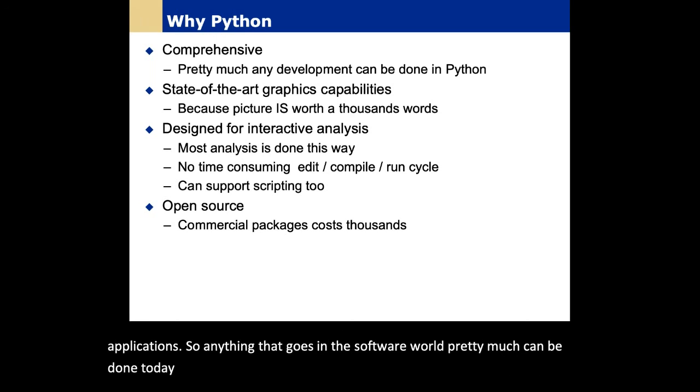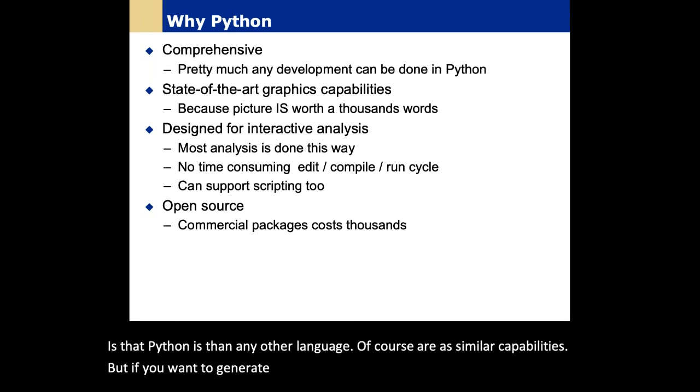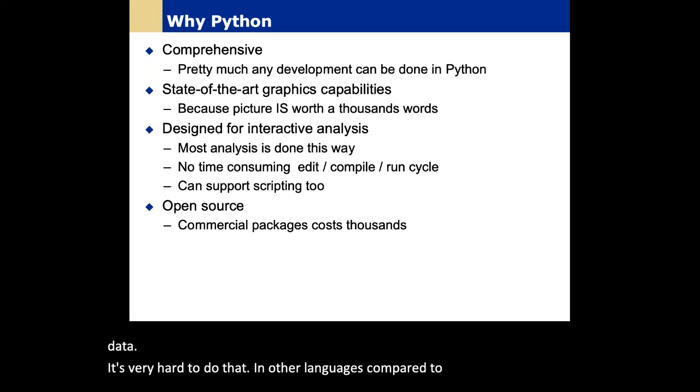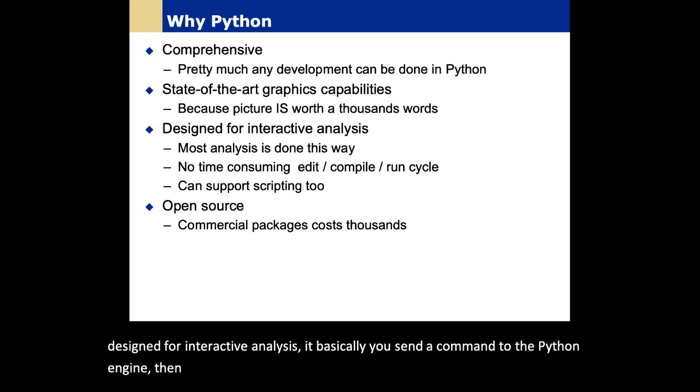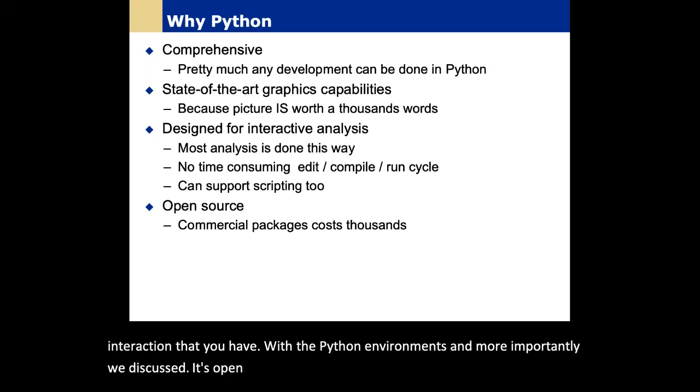It has state-of-the-art graphics capabilities. That's one of the beautiful advantages Python has over any other language. Of course, R has similar capabilities, but if you want to generate a complex graph that represents multi-dimensional data, it's very hard to do that in other languages compared to Python. And it is designed for interactive analysis. Basically, you send a command to the Python engine, it processes it, and sends back the results. So it's an interactive interaction that you have with the Python environment. And more importantly, like we discussed, it's open source. If you go after some commercial packages, it costs thousands and thousands of dollars.